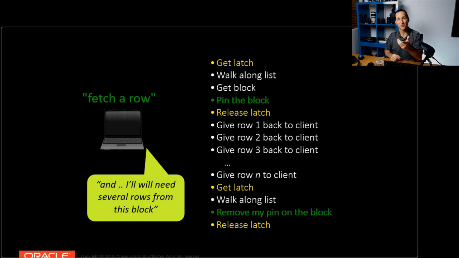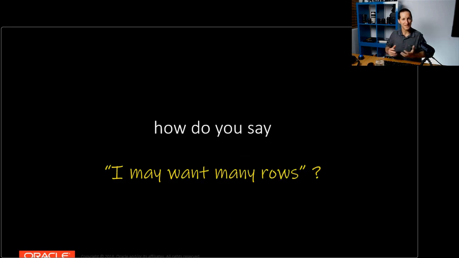So I got the latch once, I can extract lots and lots of rows. Now that I'm done, I'll get the latch again, take my pin away, and then release the latch. So I get lots of rows for much less latch acquisition. And the only reason the database can do that is because I told it. I said, by the way, I'm going to be hunting for lots of rows here, so please use this pinning option. But of course, how do you say that?